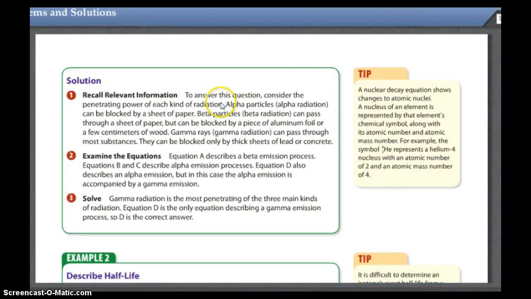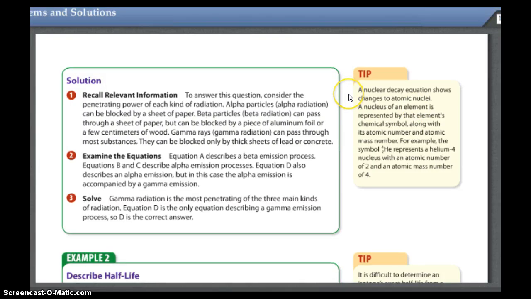All right, and then consider the penetrating power of each radiation. Alpha particles can be blocked by a sheet of paper. Beta particles can pass through a sheet of paper, but can be blocked by a piece of aluminum foil or a few centimeters of wood. Gamma rays can pass through most substances. They can be blocked only by thick sheets of lead or concrete.